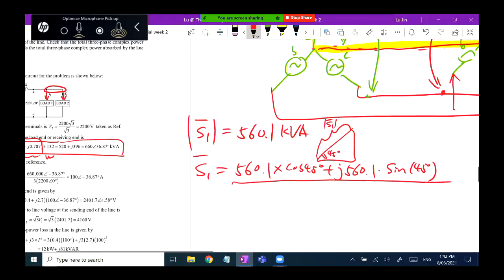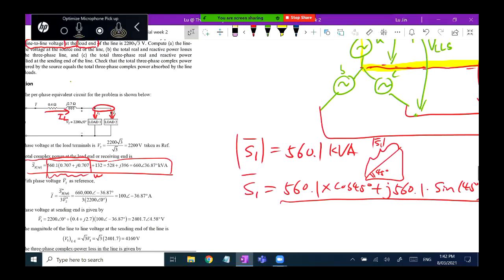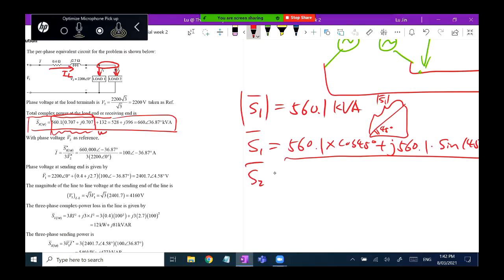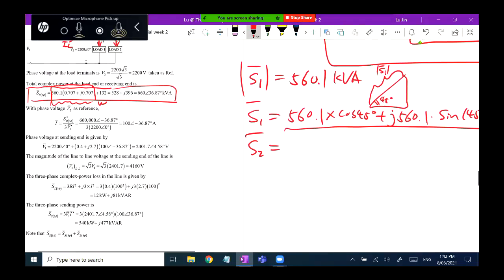For the second load, the total complex power, how much? For the second part, in total we are consuming 132 kilowatts and no reactive power. So the S2 vector is equal to 132 kilowatts plus j0. Now these two complex powers for the two loads are all in rectangular form. The total complex power consumed by both loads is S equals S1 plus S2, and you can just add the two together.